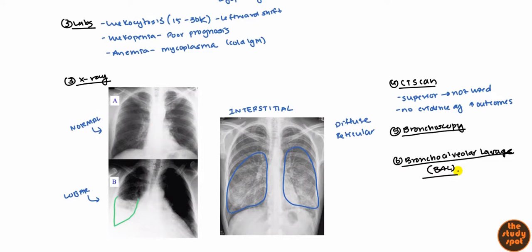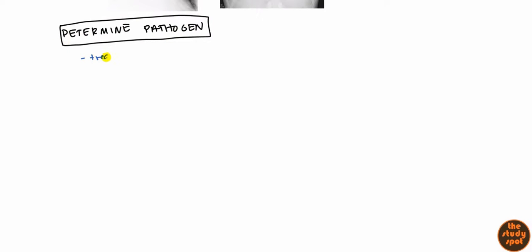Now, after this, you diagnose pneumonia. There are different ways you can determine the pathogen. Now, why do you want to determine the pathogen? Well, the treatment is best when it is pathogen directed. However, the only problem is it's very hard to get a good sample.